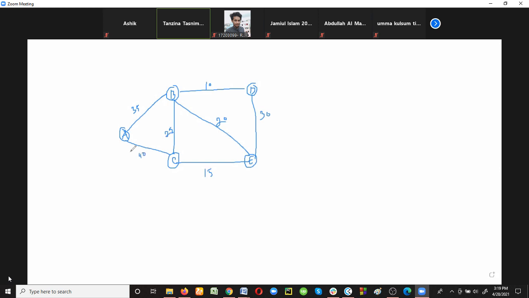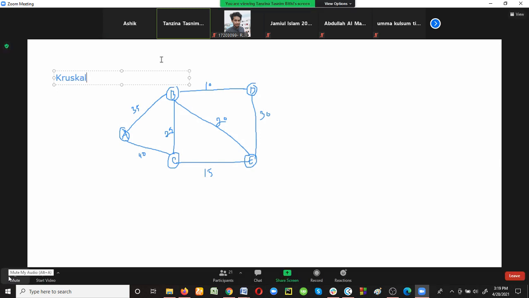Okay. So now in this graph, if G is a graph, then how many vertices does this graph have? 5 vertices. A, B, C, D, and E. And how many edges are here? 7 edges. 1, 2, 3, 4, 5, 6, 7. And all the weights of these edges are unique. Right. So if we want to apply the Kruskal algorithm, why are we using this Kruskal algorithm? For finding out the minimum spanning tree.